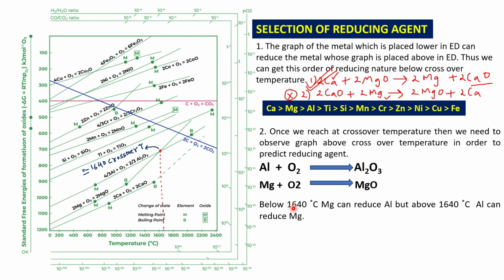Below 1640 degrees centigrade, magnesium can reduce aluminium, as is obvious, because this is the normal condition. The magnesium plot is placed lower in the Ellingham diagram, so magnesium can reduce aluminium. But above 1640, the aluminium graph is placed below the magnesium graph, so aluminium will reduce magnesium now, right? This is very, very important. Above 1640 degrees centigrade, aluminium can reduce Mg. You need to understand this. I hope this is quite clear now.